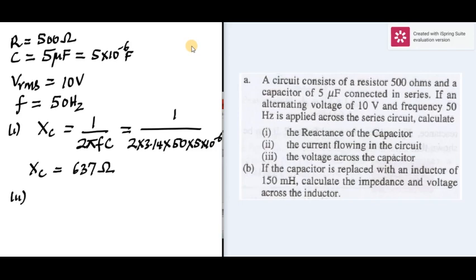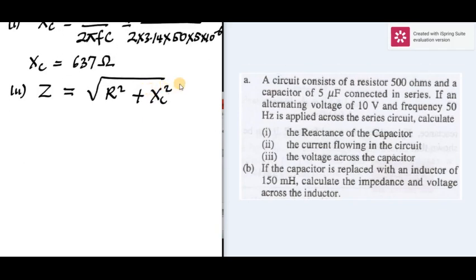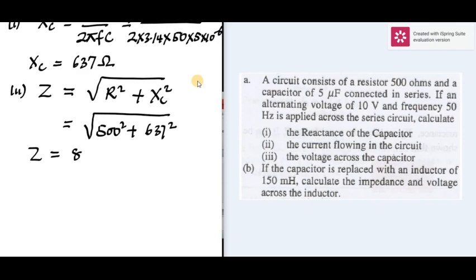Then for us to find the current flowing in the circuit, we have to find the impedance of the circuit. Impedance is the square root of R squared, the resistor squared, plus Xc squared, the capacitive reactance squared. We put in the values: 500 squared plus 637 squared. The impedance, finding that, is 810 ohm.